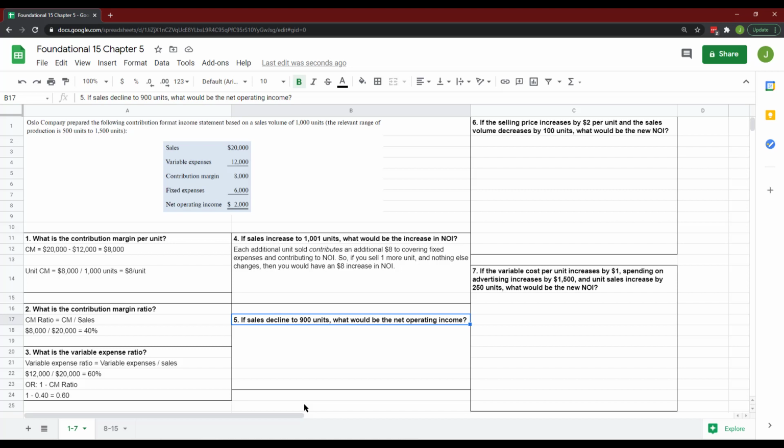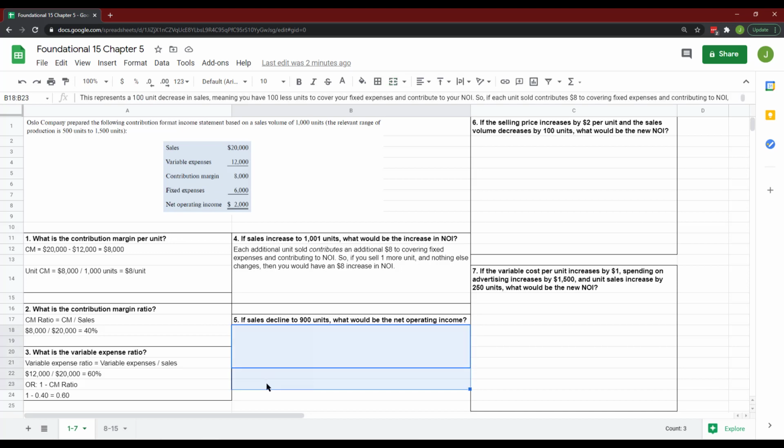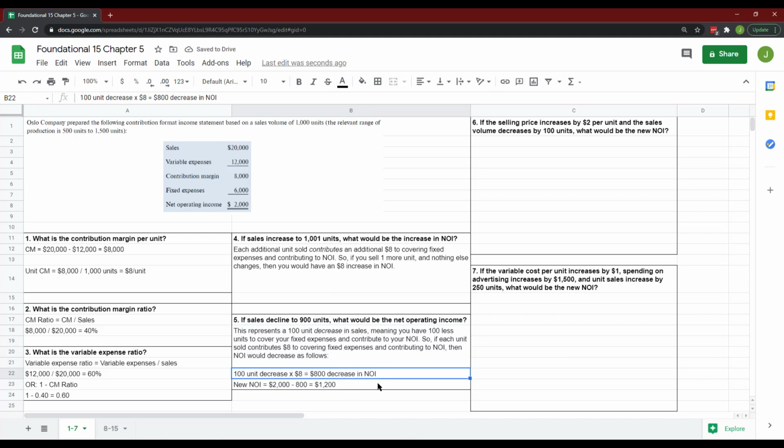operating income. So we're again going to go back to that unit CM, right? Because we said that's how many dollars each unit contributes not only to your CM, but your net operating income. So if there's 100 units less all of a sudden being sold, what's the dollar impact on that in terms of net operating income? Well, 100 units times $8 per unit gives us an $800 decrease in net operating income. So if our net operating income was $2,000 before, we're estimating that would decrease by about $800, giving us about a $1,200 net operating income if you were only to sell 900 units.